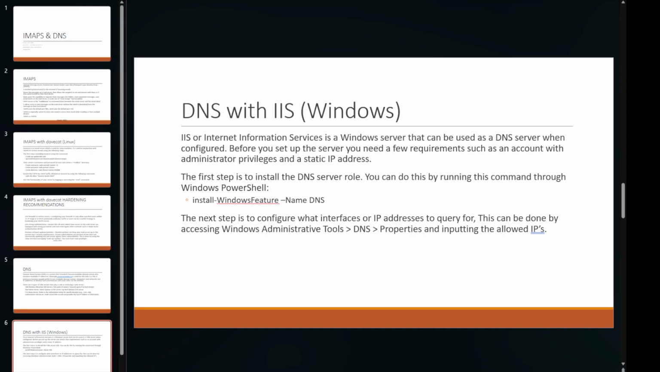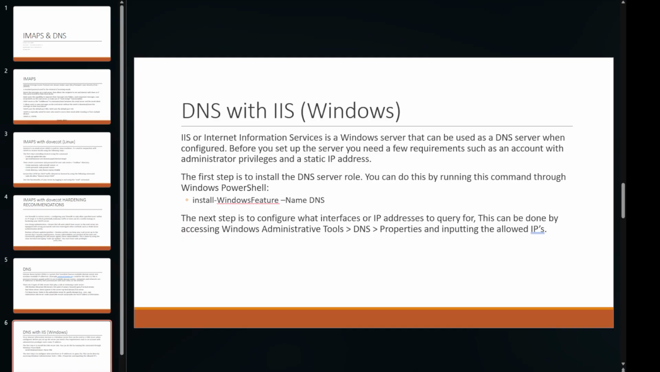DNS with IIS on Windows. To start off, on Windows systems, Internet Information Services, or IIS, can also be configured to act as a DNS server. Before setting it up, you'll need to make sure your server meets basic requirements like having administrative access and a static IP address. The first step is to install the DNS role.